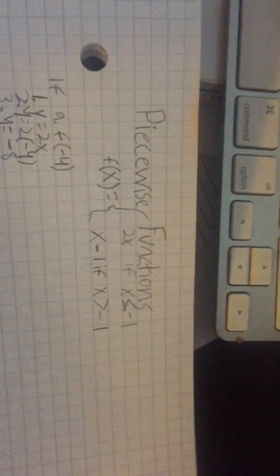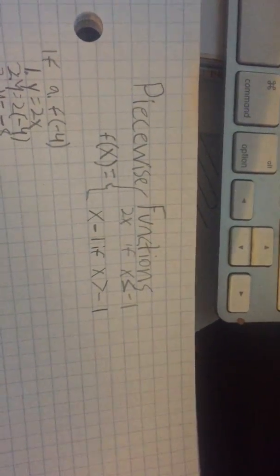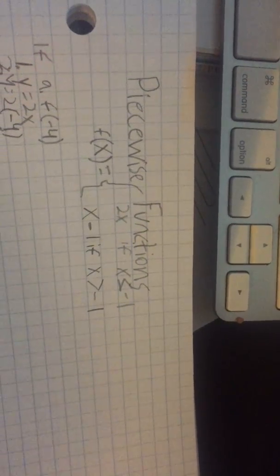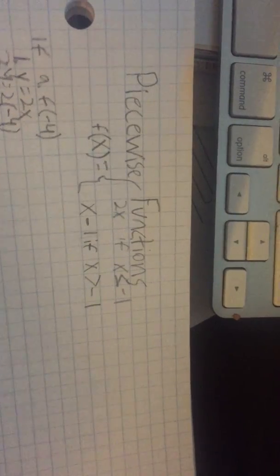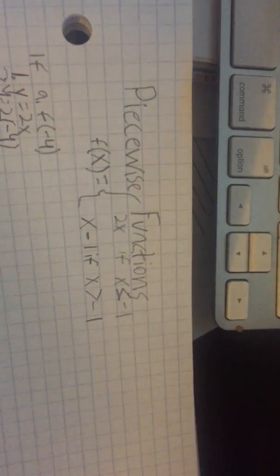Today we're going to be analyzing piecewise functions. Here we have f(x) equals either 2x if x is smaller than or the same as -1, and x minus 1 if x is greater than -1.